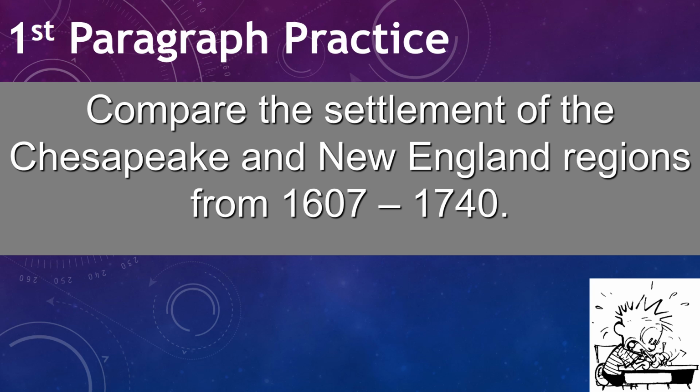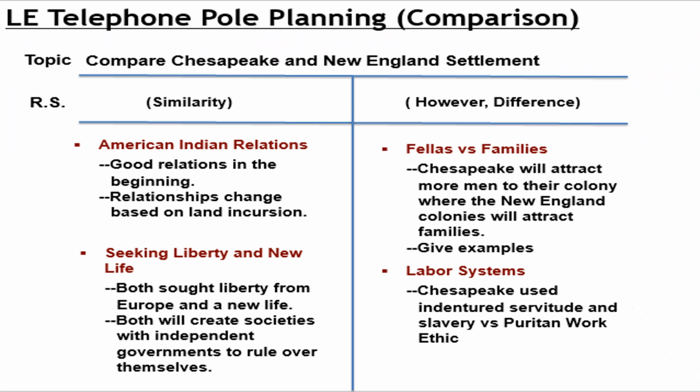So if I were to attack this particular essay, the first thing I'm going to do is my telephone poll planning. And as you can see from this telephone poll planning, I've written down the topic. I've written down that it's a similarity, so I've got to talk about the similarities. However, I've got to talk about the differences. So one of my paragraphs is going to talk about the similarity between both regions of American Indian relations, and I've talked about that in the beginning they had good relations, but then that relationship changes because of land incursion. I'm also going to talk about the seeking of liberty and a new life for both of the inhabitants in the Chesapeake, but that they're both seeking this liberty and both want to create societies with independent governments, and I'll talk about the development of that.